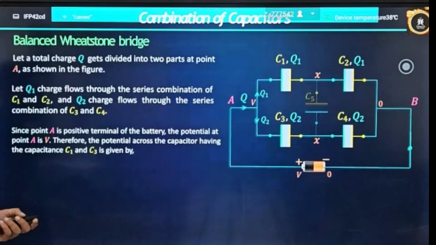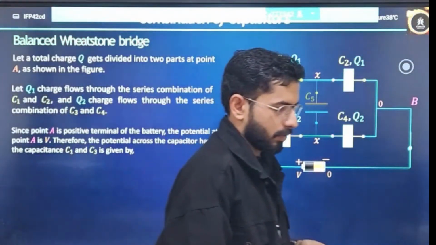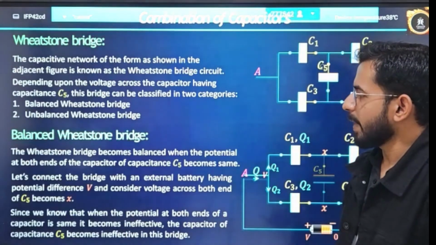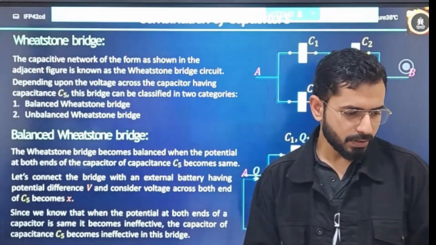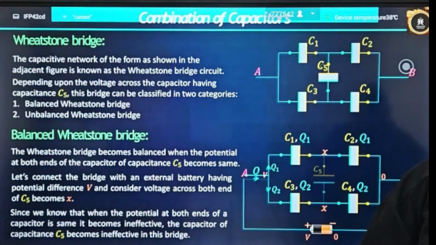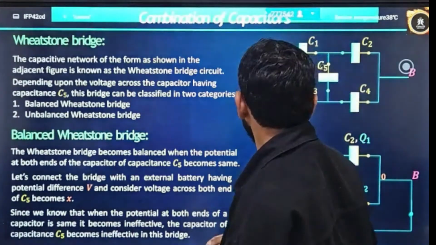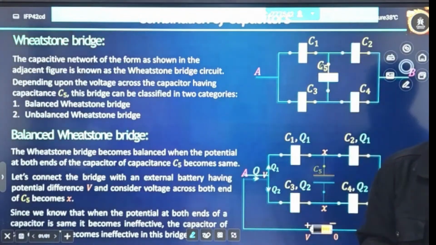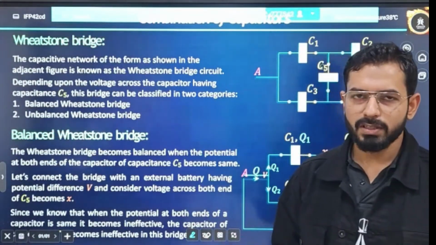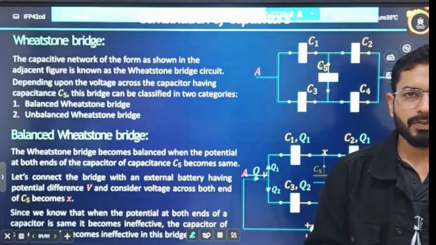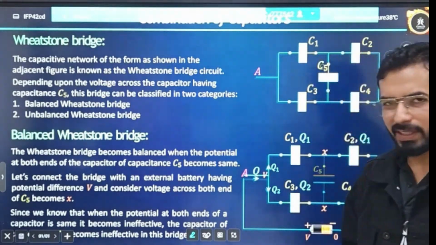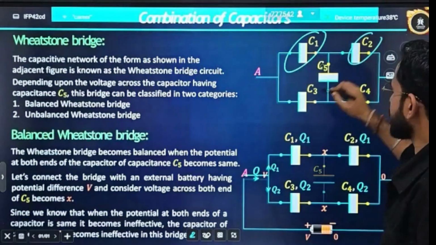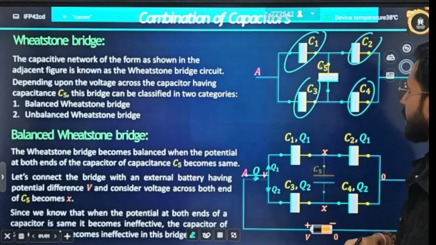Now the next one is the Wheatstone bridge. Wheatstone bridge has two kinds: one is balanced Wheatstone, the second one is unbalanced Wheatstone. Now see, what is a Wheatstone bridge combination? It is valid in current electricity as well, and it is valid here also. There is no separate concept here. If you know the Wheatstone bridge of current electricity, it is the same thing here also, but it is more often used in current electricity. It is a combination of five resistors or capacitors. I will say C1, C2, C3, C4 and C5.